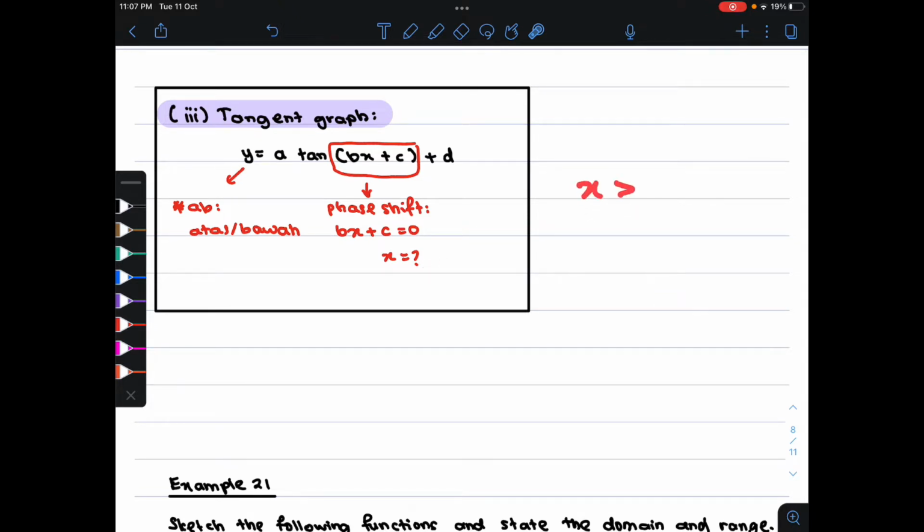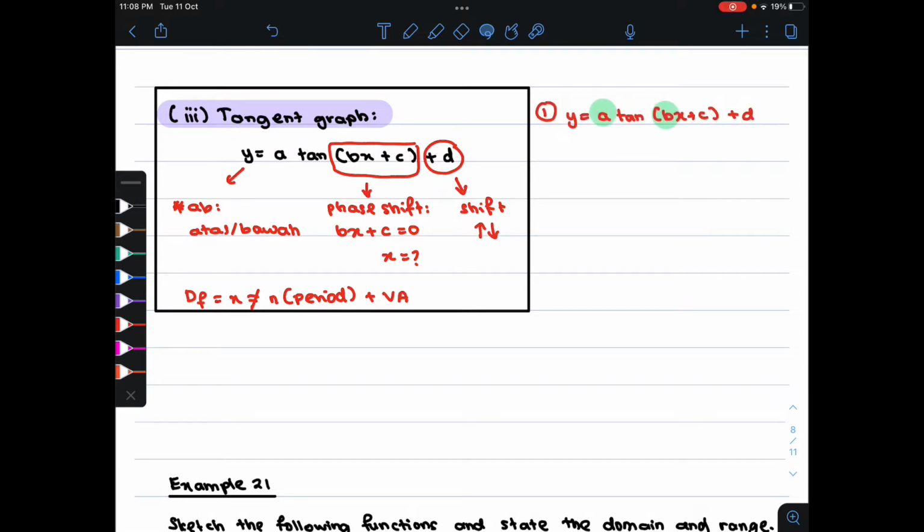If x is positive, that means we're shifting the graph to the right. But if x is negative, we're shifting the graph to the left. And the value d will tell us whether we need to shift the graph upwards or downwards. And note that for the tangent graph, you must find the domain, where x must not equal n times the period p, and then you need to add the vertical asymptote.